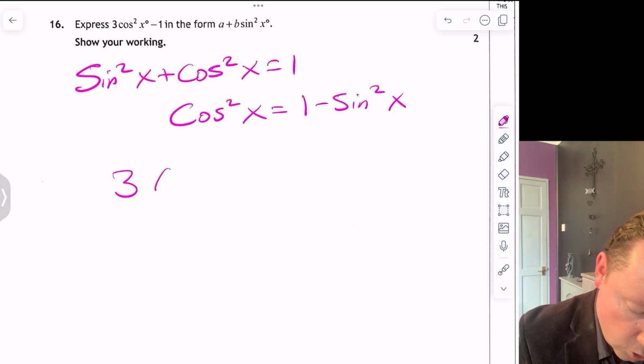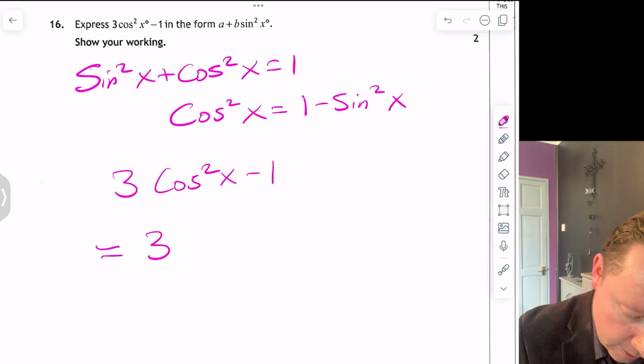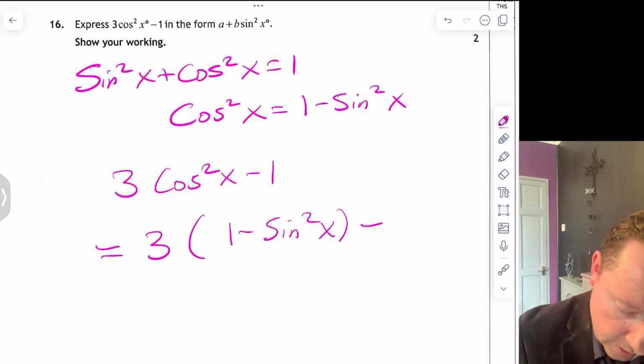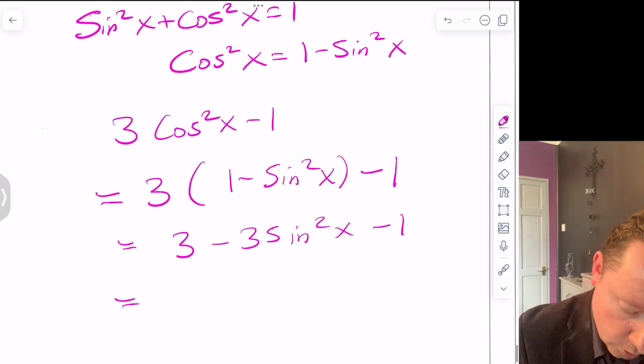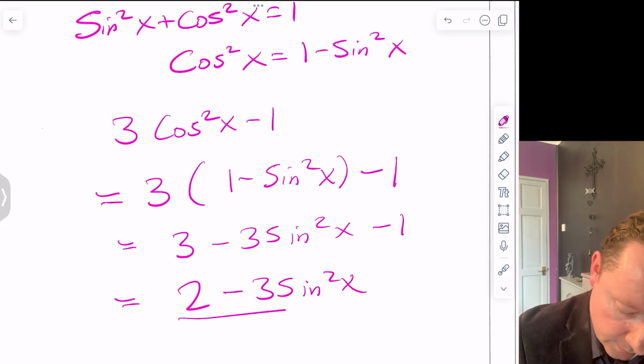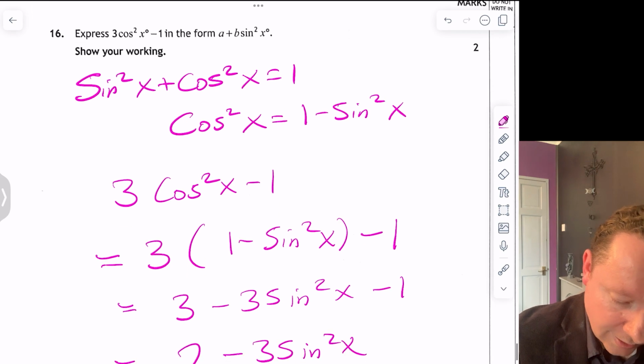So 3 cos squared x minus 1 equals 3 times 1 minus sine squared x, with minus 1 sitting on the end. That's 3 times 1 is 3, minus 3 sine squared x, minus a 1. 3 minus 1 is 2. 2 minus 3 sine squared x. And we're done there. It says a plus b.